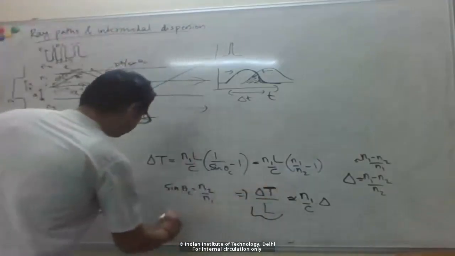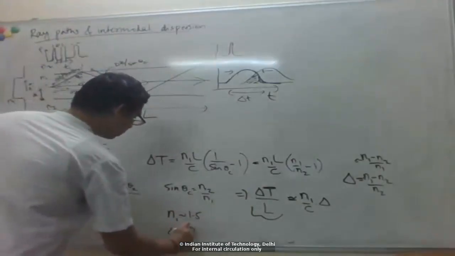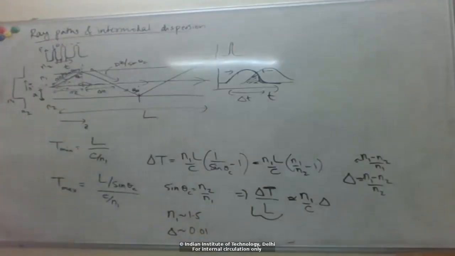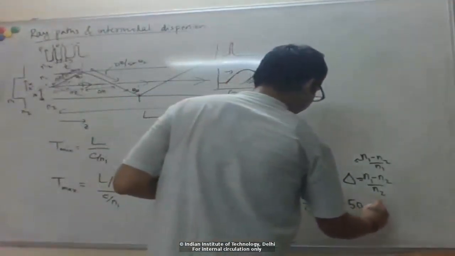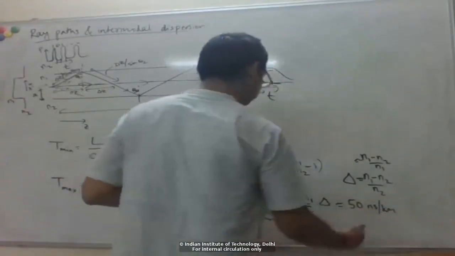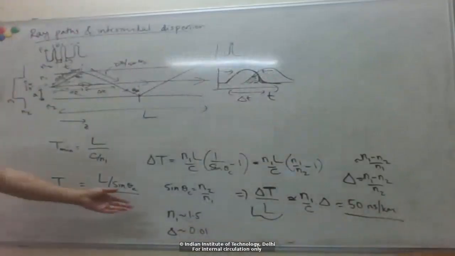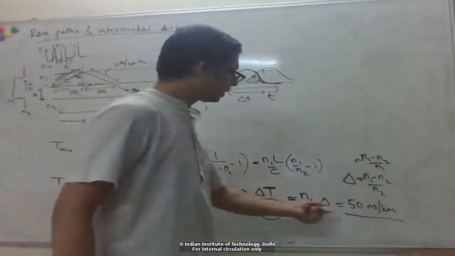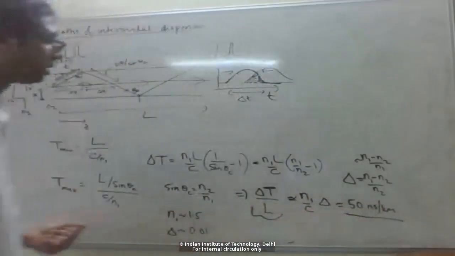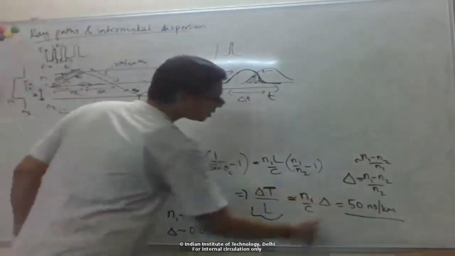So typical values: n1, let's say it's 1.5. Delta is typically 10 to the minus 2. If you plug in the values here, you get about 50 nanoseconds per kilometer. So for a typical step index multimode fiber, the intermodal dispersion is about 50 nanoseconds per kilometer. Which means that if you send a signal over 1 kilometer, the broadening that you get is 50 nanoseconds.